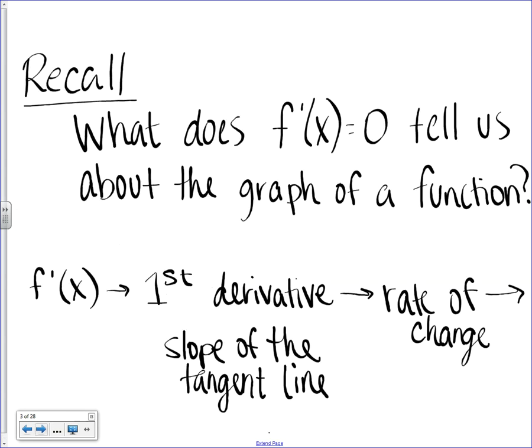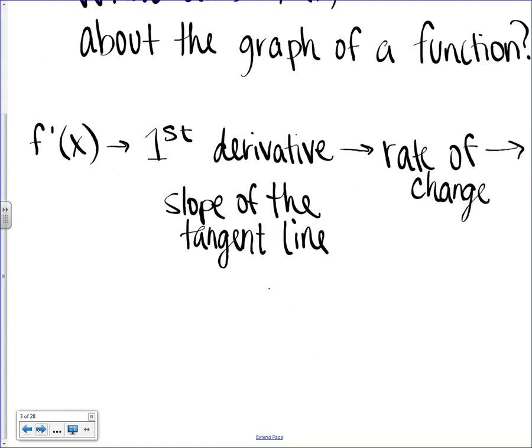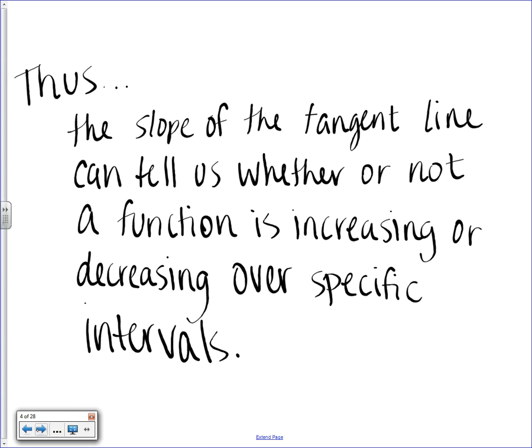Okay, so we just talked about this. What does the derivative tell us about the graph of a function? We know that the first derivative is the slope of the tangent line. Keyword there being slope. And slope is rate of change. Yes? So if we know what the rate of change is, then we know whether or not it's increasing or decreasing. Okay, that's the whole goal of today. Good? Okay. Thus, the slope of the tangent line can tell us whether or not a function is increasing or decreasing over a specific interval.